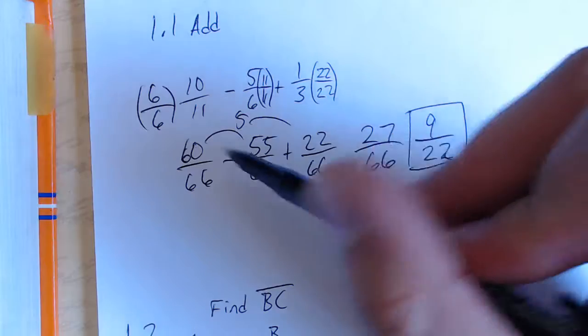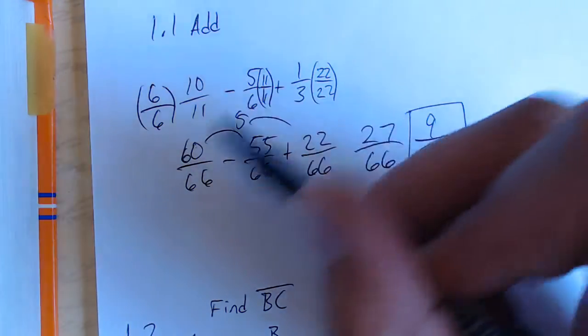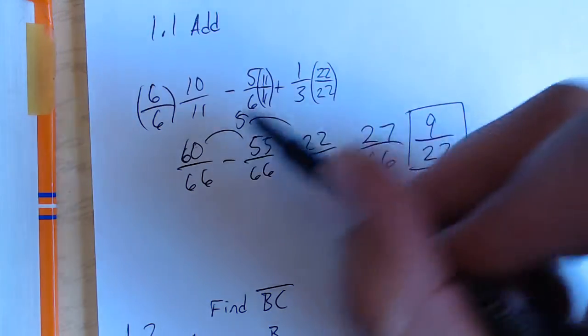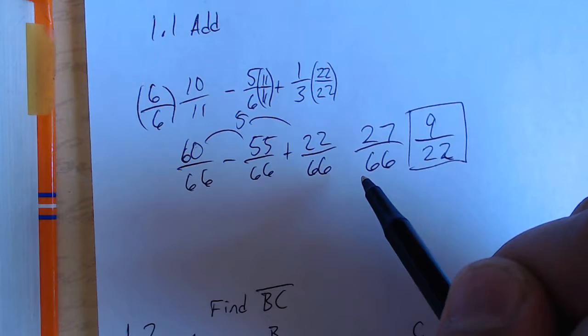So when we're adding fractions and we have to deal with these big numbers, it's best to just go with the common denominator of all three numbers, or the least common multiple of all three numbers, and then you don't have to do a lot of changing of your fractions.